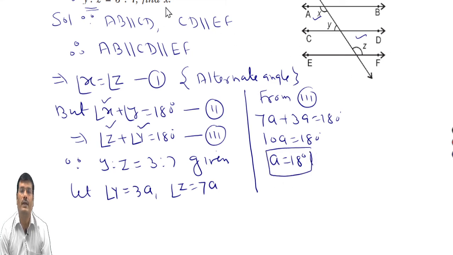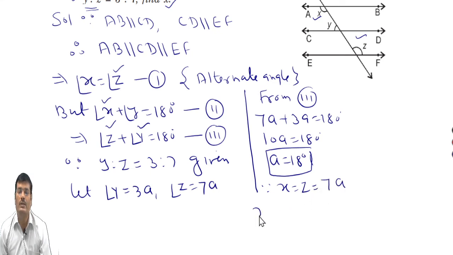Since we have to find the value of x and this x is equal to z, so x is equal to z is equal to what? It is 7a. So in place of this a we have to write the value of a. 7 times 18, 7 eights are 56, 7 ones are 7 plus 5 is 12, this is 126 degree is the value of this angle.